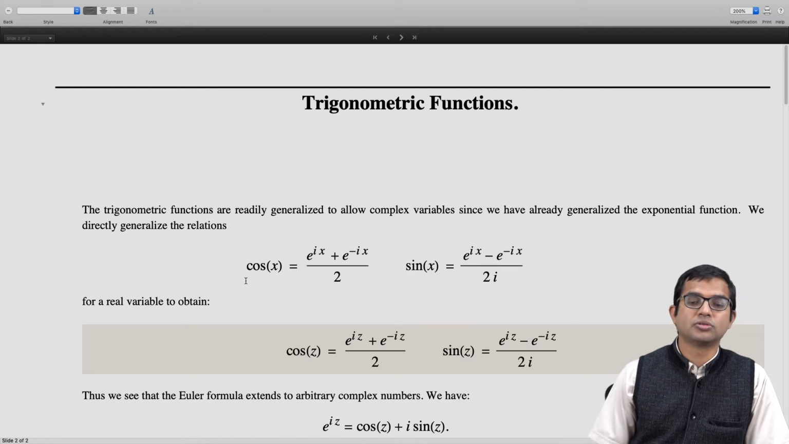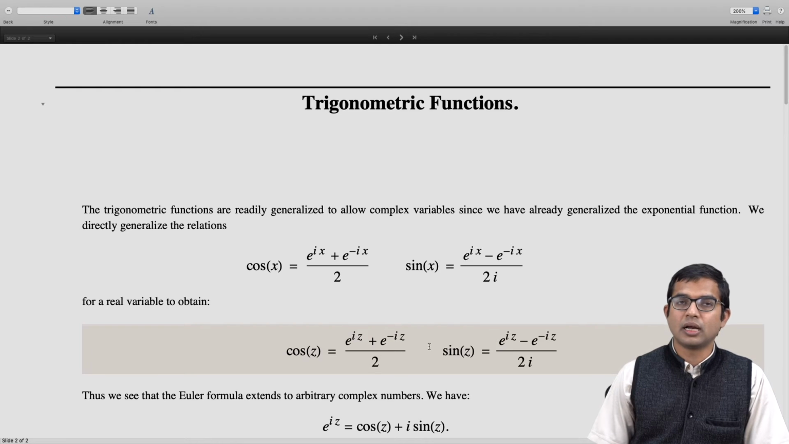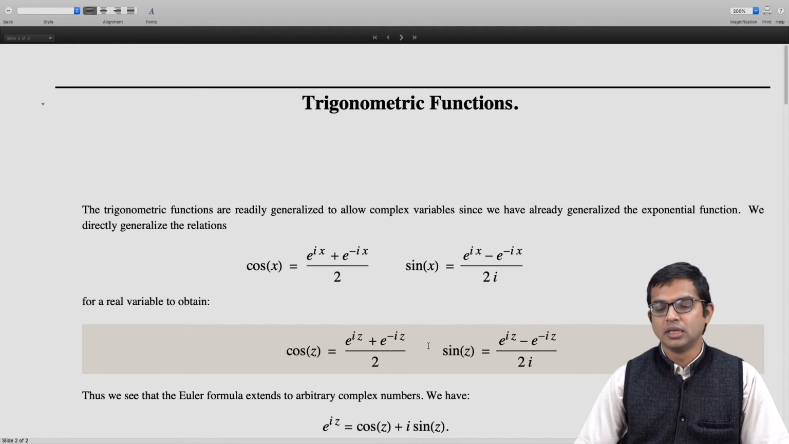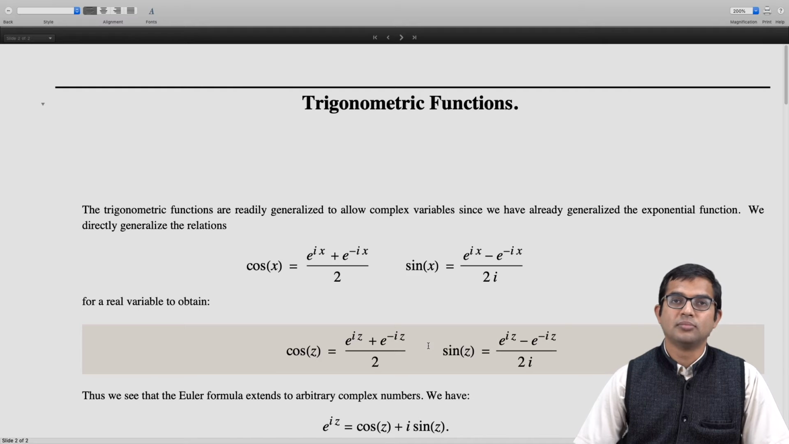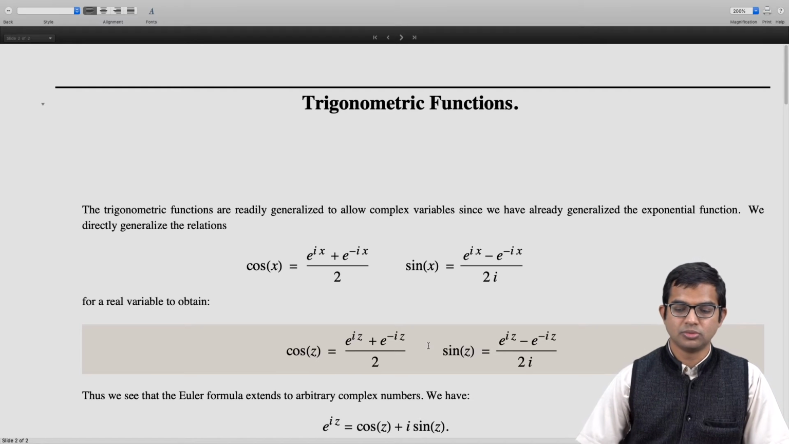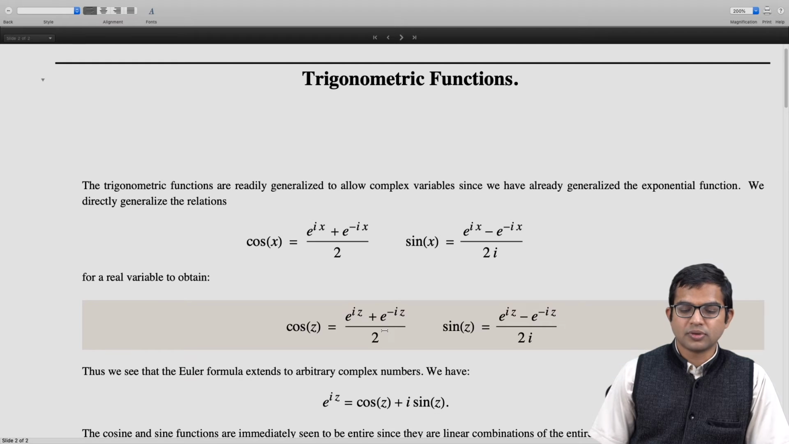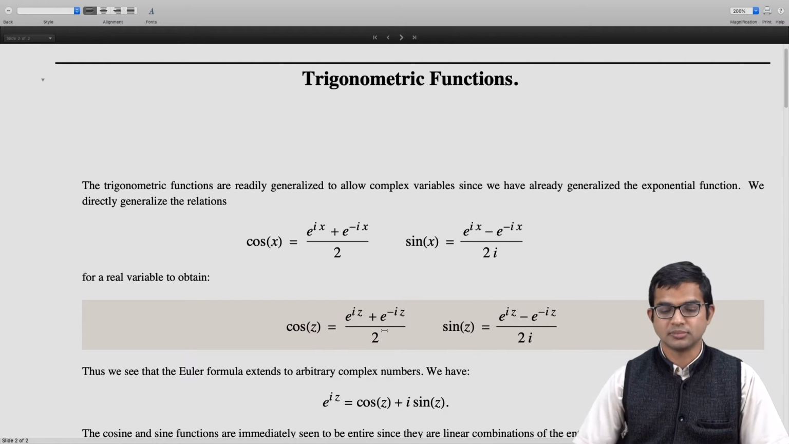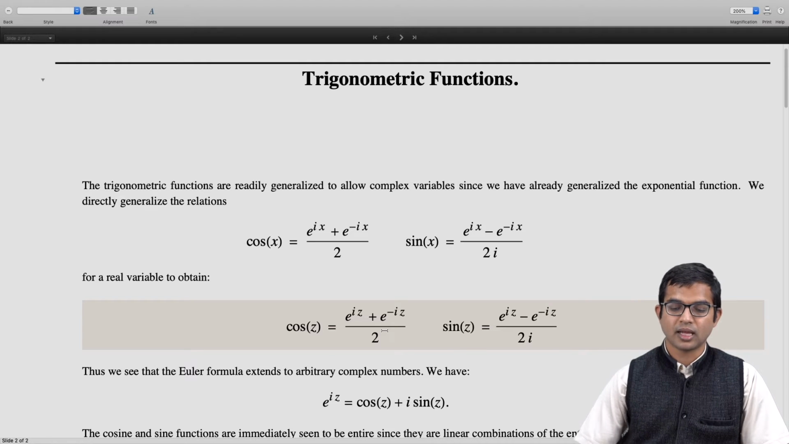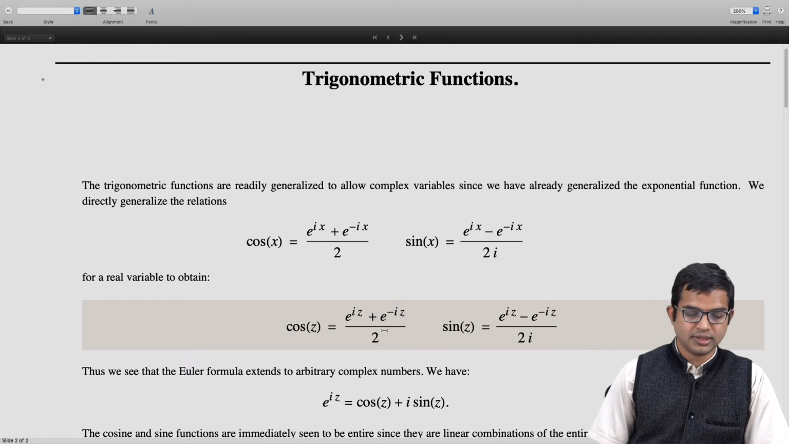So we define the cosine of a complex number z as e to the iz plus e to the minus iz divided by 2, and the sine of z to be e to the iz minus e to the minus iz divided by 2i, right? So in fact, this can be thought of as a generalization of the Euler formula to arbitrary complex numbers. So we have e to the iz is equal to cos z plus i times sine of z, right?